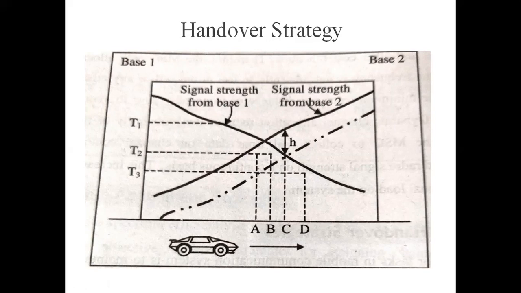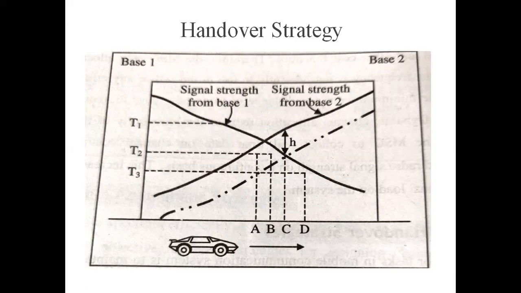In this diagram, it is obvious that the averaged signal strength of base 1 received by this mobile station decreases as it moves away from it, whereas the signal from base station 2 increases as the mobile station approaches it. So there are several methods to find out the position of handover, that means at which particular point the handover is occurring.